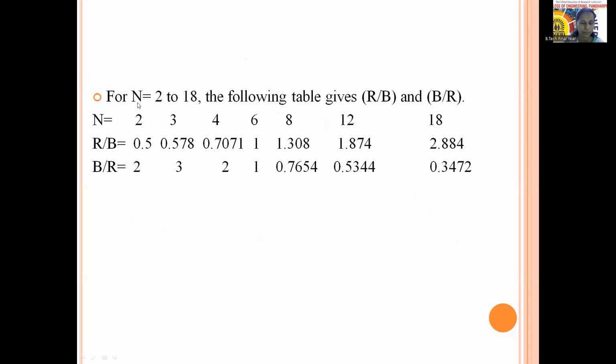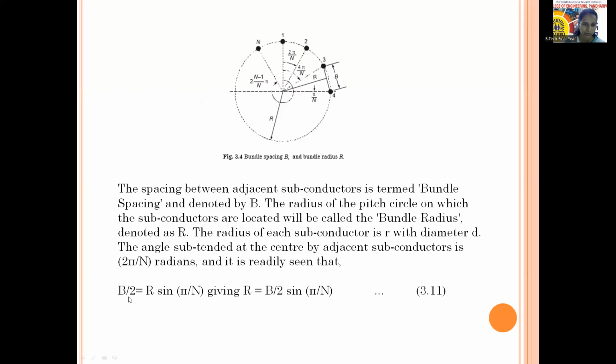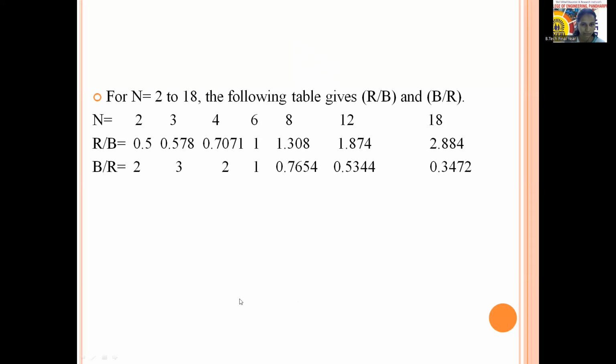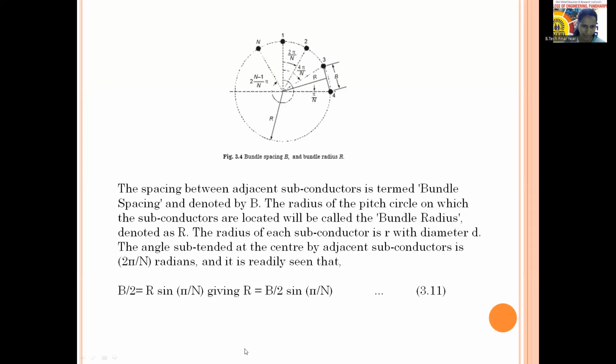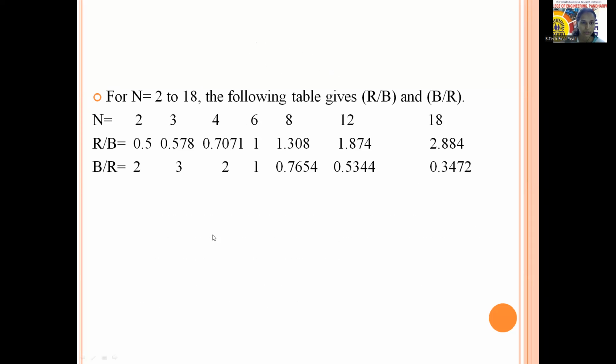Next, for number of conductors from 2 to 18, the following table gives R by B and B by R. From this equation we can see R by B and B by R. By putting the value of n here, we are going to see this R by B and B by R. Okay, you can calculate.